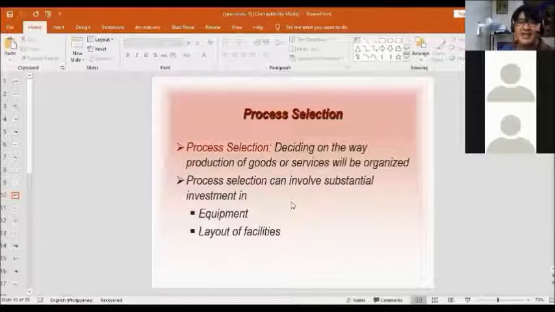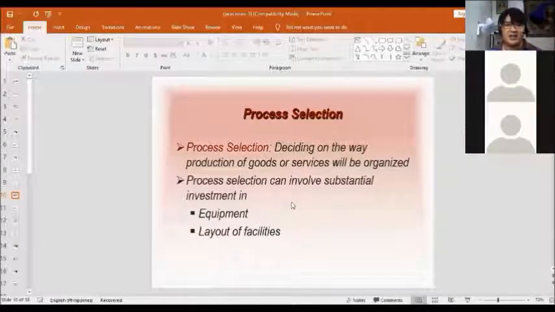Okay, so next we have process selection. Process selection is deciding on the way production of goods or services will be organized. Process selection can involve substantial investment in equipment and layout of facilities. So again, process selection is all about decision on how your production of goods or services will be organized, and you have to invest in your equipment and layout of facilities.